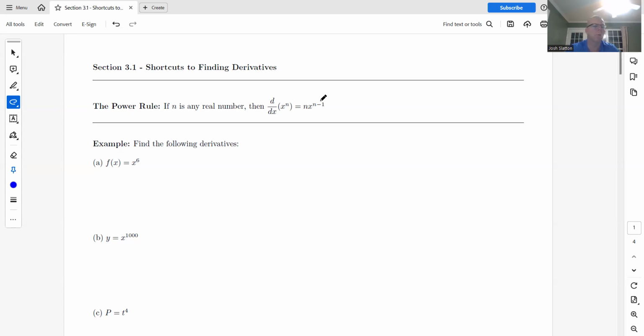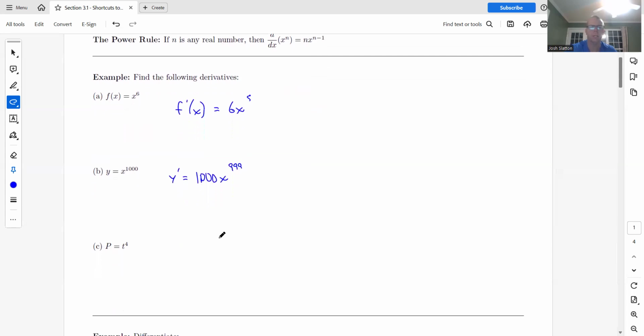f of x equals x to the 6th. So the derivative, f prime of x, we're going to bring the 6 down in front, and then we have x, and then we subtract 1 from the exponent. So that's 5. So 6x to the 5th. Next, x to the 1000th. So y prime would be 1000x, and then we subtract 1 from the exponent, so to the 999th power. It really is just that simple.